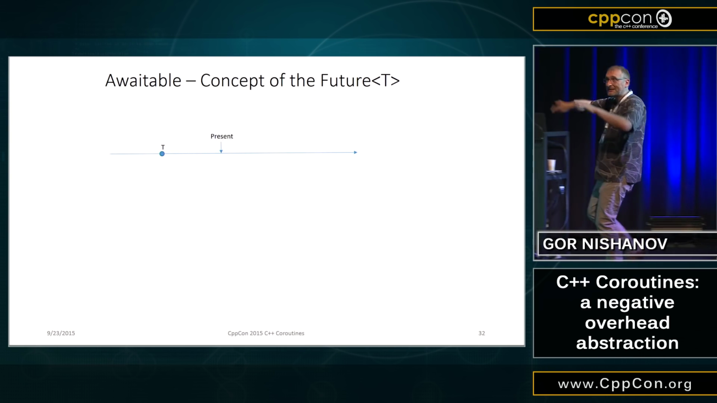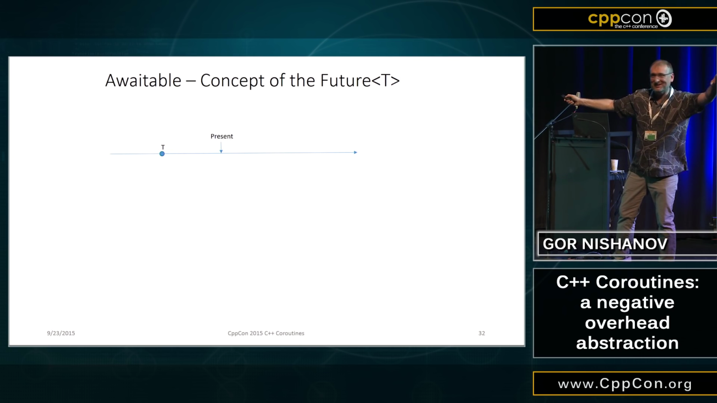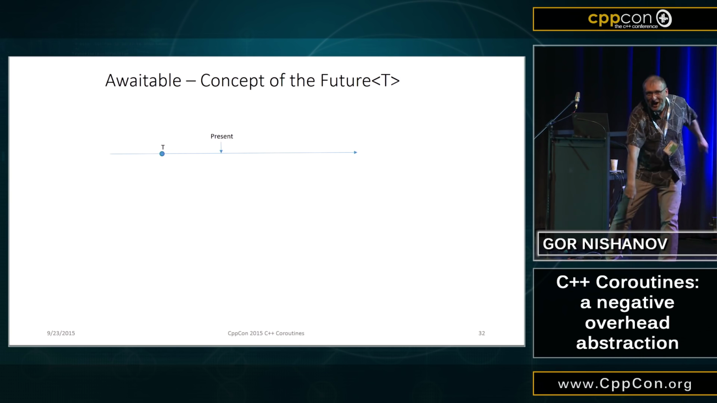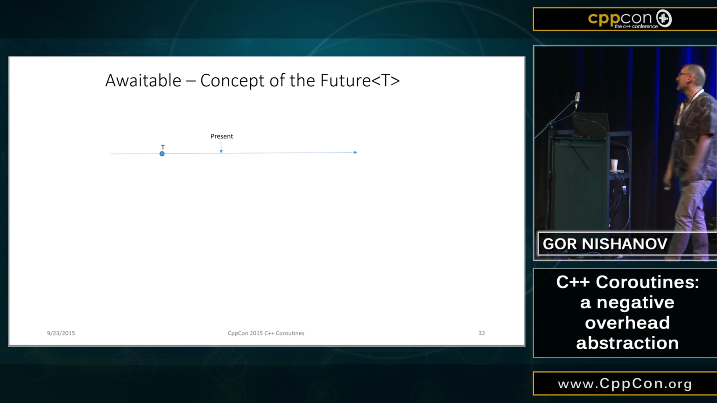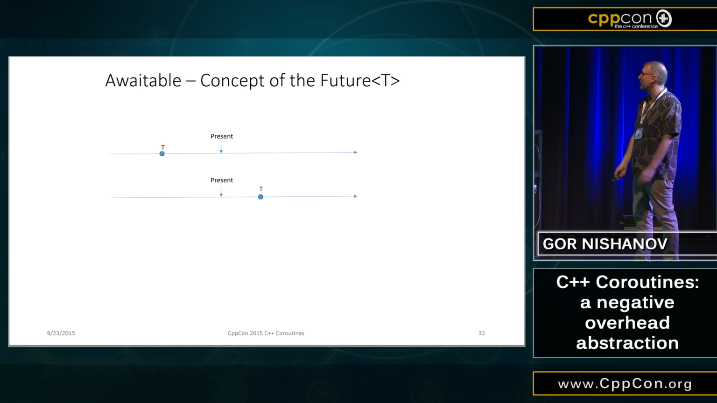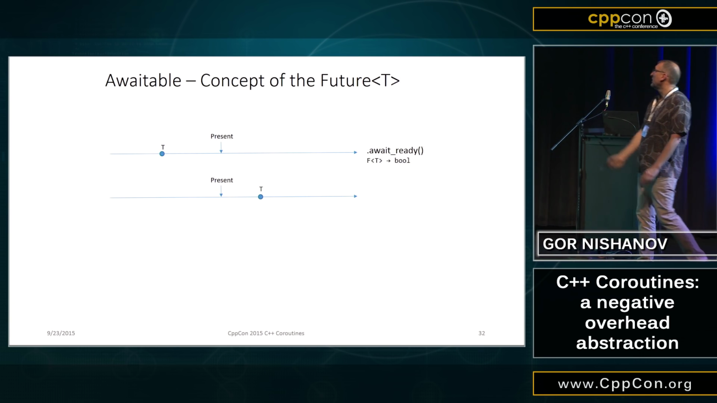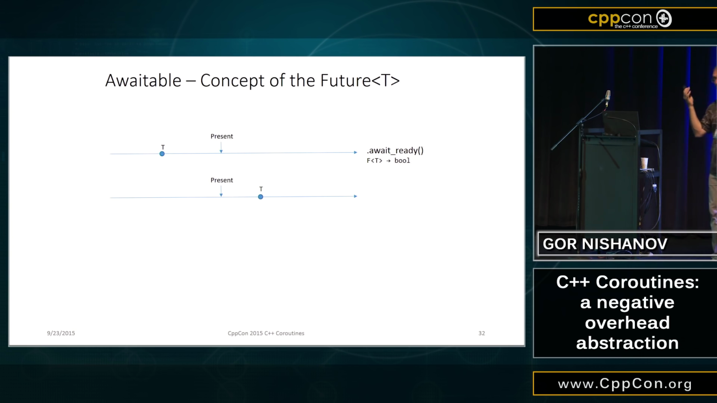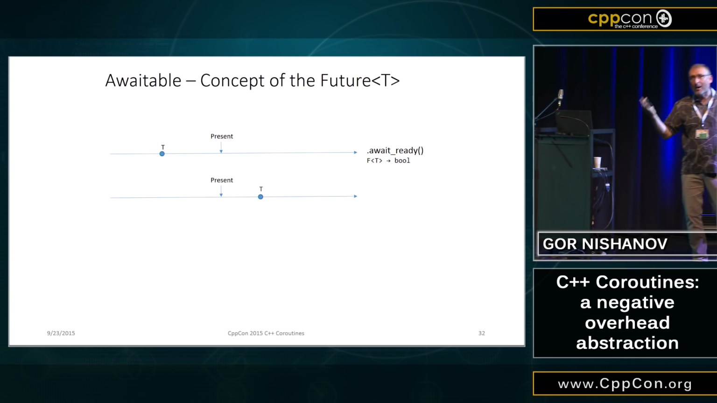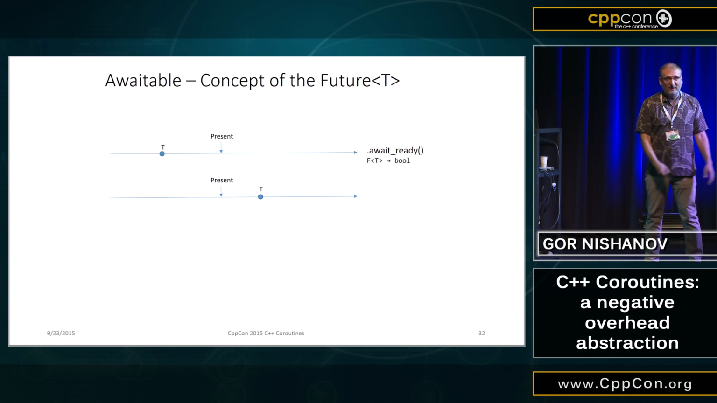And what is a conceptual future of T? So this arrow is a timeline. It's time. And this T is the value T. And this arrow pointing down is the present. So essentially, there are 2 possibilities. The value could already be with us, something happened in the past, or it could be in the future. So we need some way to ask about it. So an awaitable has to provide an ability to ask that question, and await_ready does exactly that. Give it an awaitable, it will tell you whether it's ready or not.